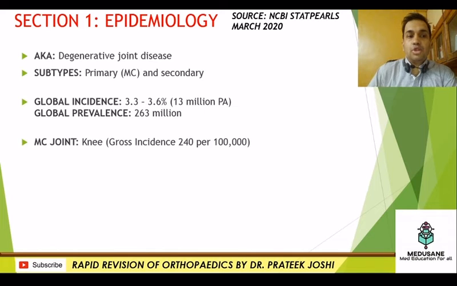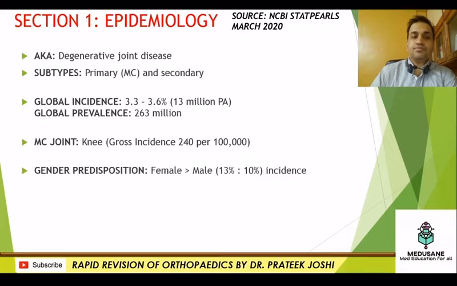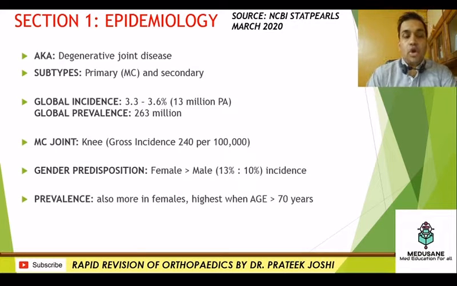Moving on, the most common joint is the knee, with a gross incidence of 240 cases per 100,000 population. Gender predisposition: females are more susceptible to osteoarthritis than males in a rough ratio of 1.3:1. We shall get to this as to why females are more predominant. Prevalence is also more in females, because of which the overall prevalence all over the globe is more in females than in males.